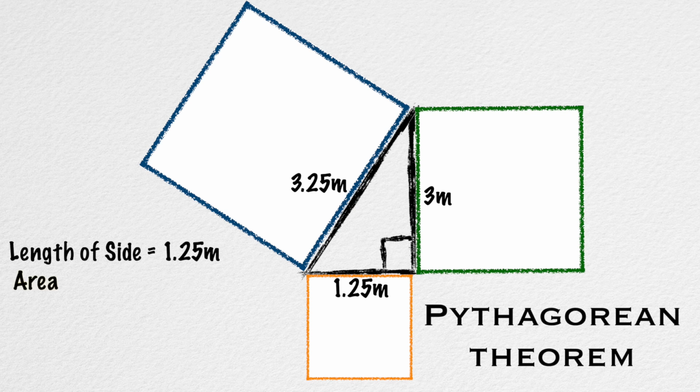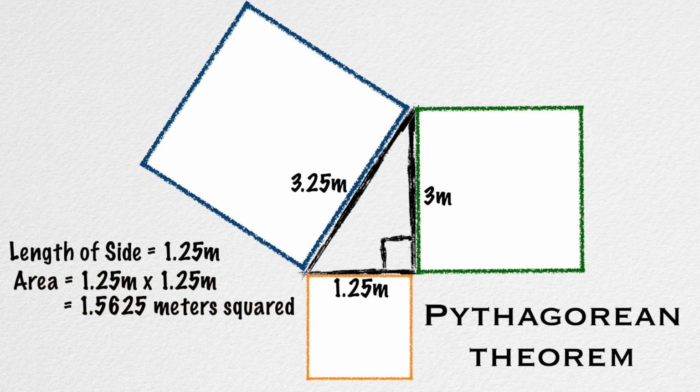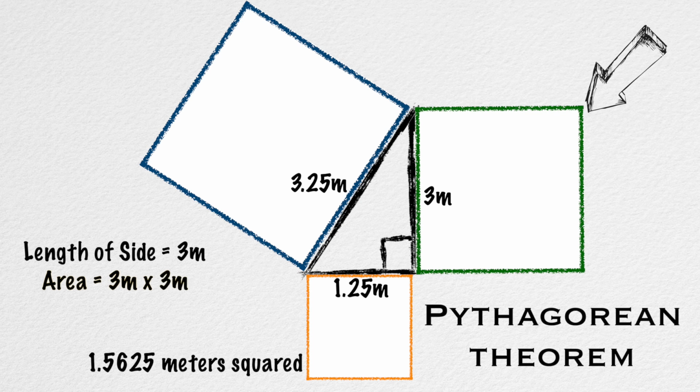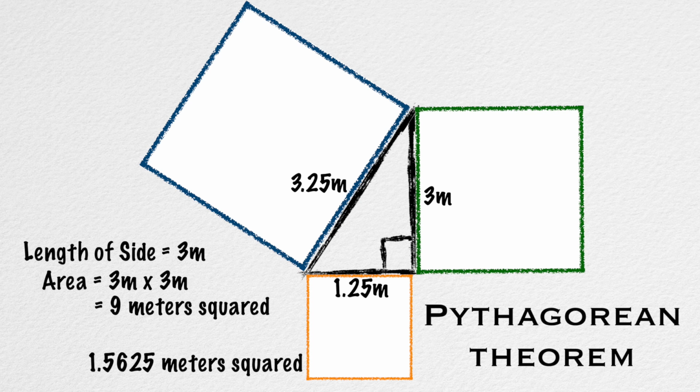So, 1.25 times 1.25 is 1.5625 meters squared. The side length of this square is 3 meters. So, 3 times 3, which is equal to 9 meters squared.